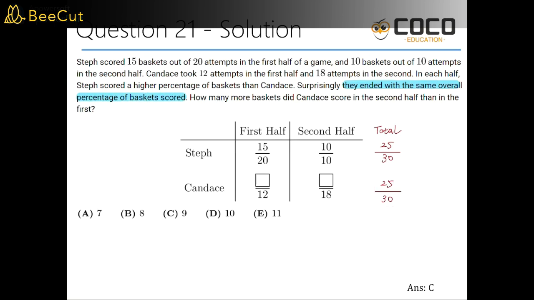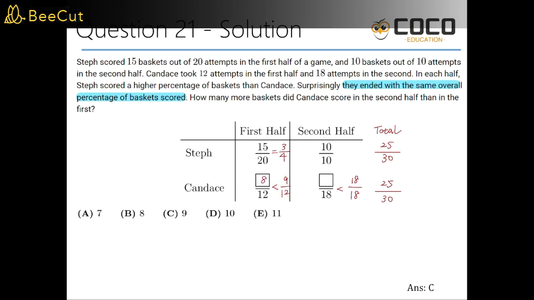Okay. But it says that for these two scores, Steve has a higher percentage. So this 10 over 10 equals 1. For Candice, it would be 18 over 18. So this is less than 18 over 18. Now 15 over 20, this is 3/4. So 3/4 is the same as 9 over 12. Okay, for Candice, this is less than 9 over 12, so it can be 8.